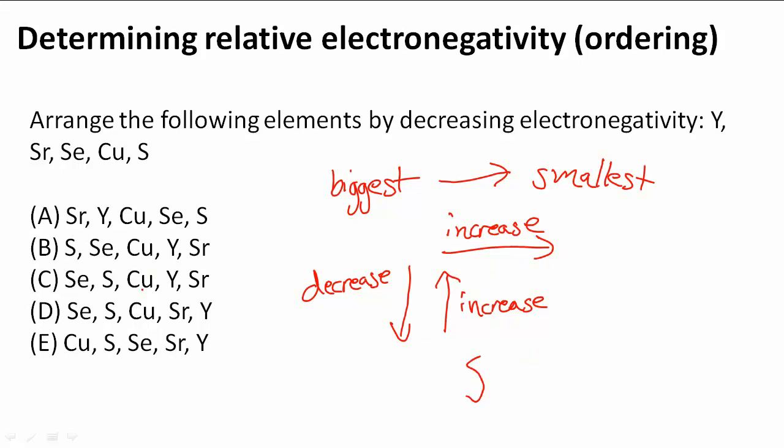And so I can go back to my problem and see which one of these actually starts with S, because we know that we're supposed to start with the biggest. So make sure you read the problem, make sure you see that it says decreasing electronegativity, so you make sure you're right. And notice that A, C, D, and E are all knocked out, and we're left with B. So let's make sure B is correct.